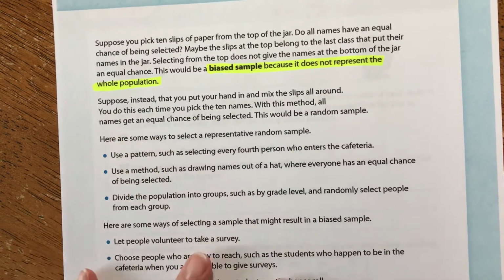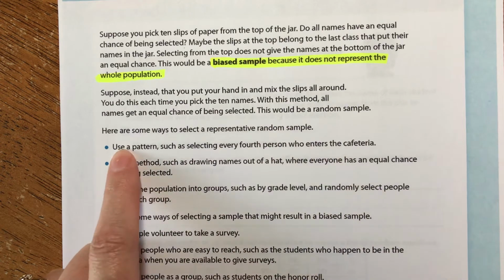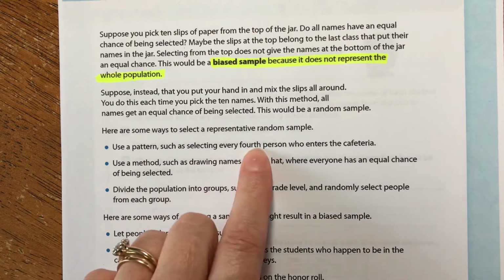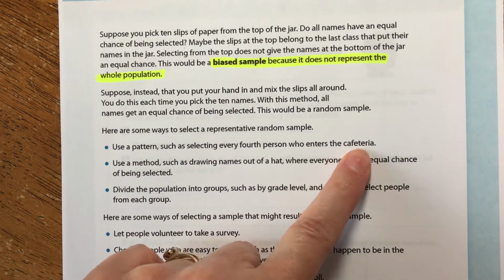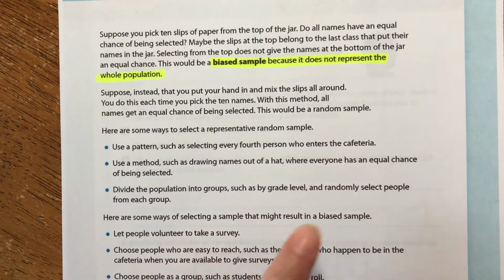Here are some other ways to represent a random sample. Use a pattern, such as selecting every 4th person who enters the cafeteria. So if I pick every 4th person, can I guarantee, like think of our cafeteria. If I picked every 4th person who came in and asked them a question, would that be random? Sure, if I did everybody in the building.